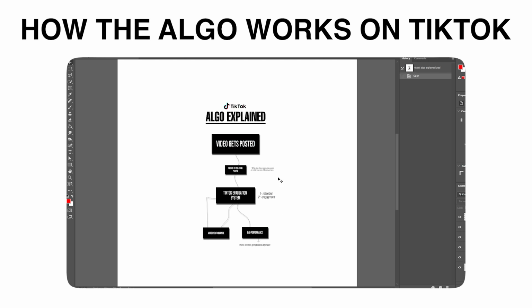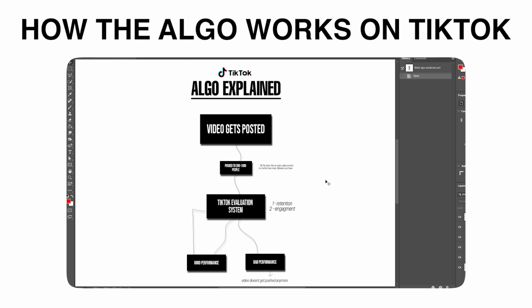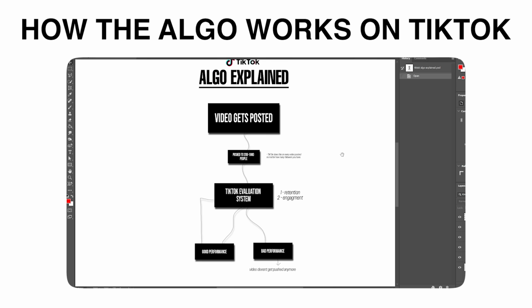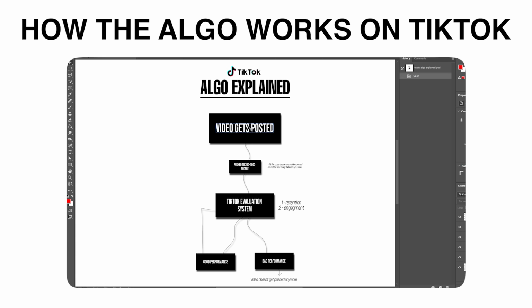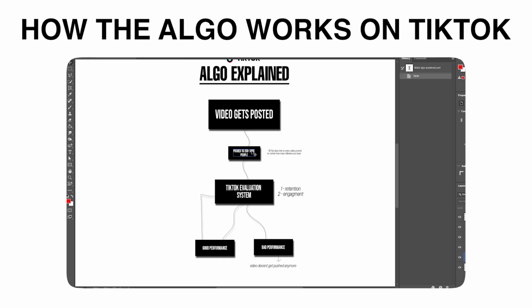So to understand why copying what's already working works so well, you need to understand how the TikTok algorithm functions. So I broke it down in Photoshop so you guys can get a full understanding of how it functions. And by the way, this is exactly how TikTok says their algorithm functions. So starting from the top, your video gets posted. Then it gets pushed to 200 to 1,000 people.